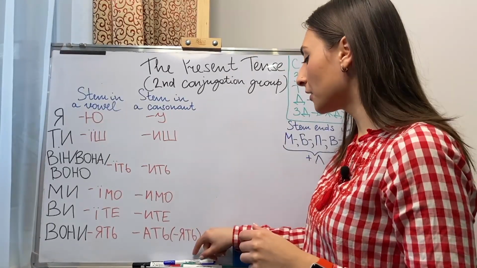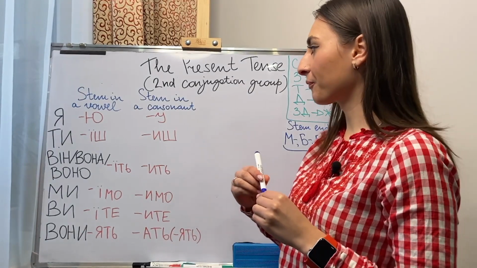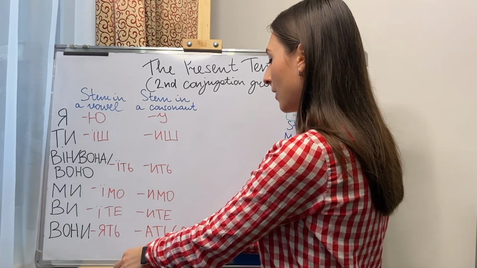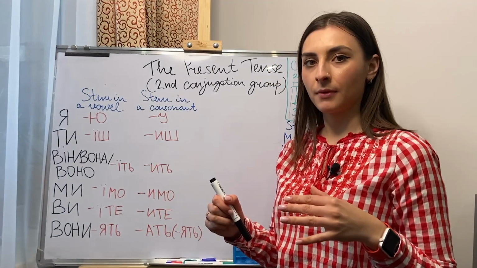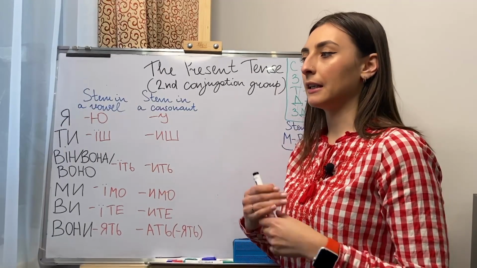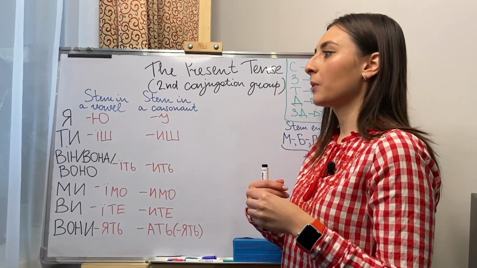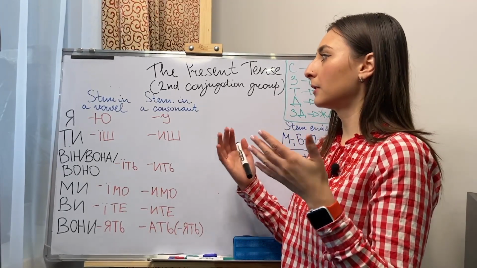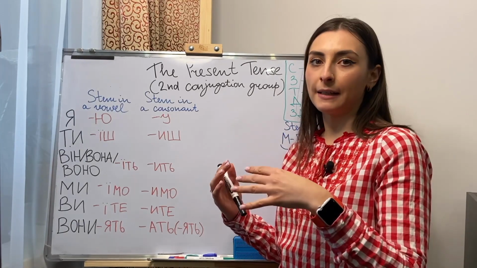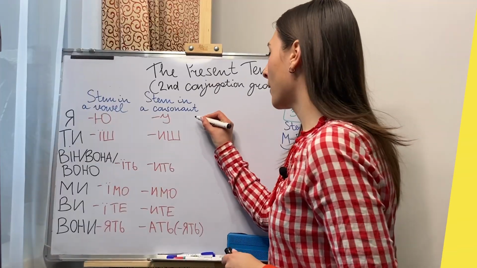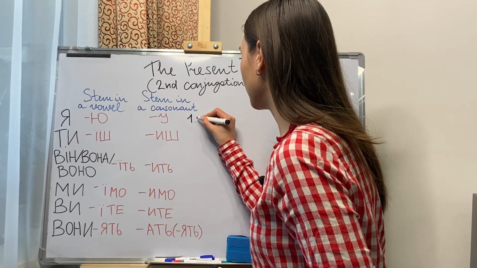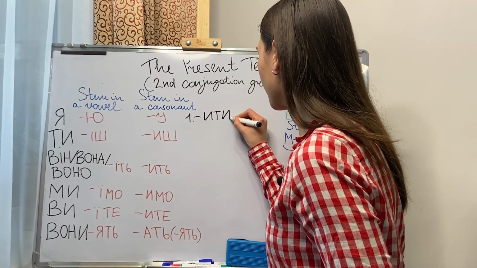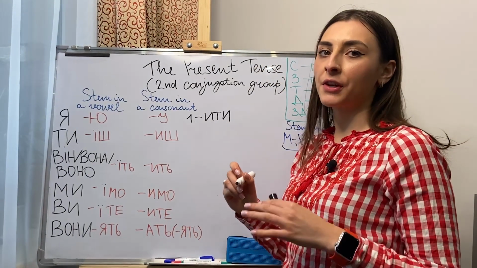So in the video lesson about the first conjugation group, I explained you different types of the verbs that have some specific endings, and with the help of these endings we can determine whether this is the first or the second conjugation group. Here is the same. So let me explain you. When a verb ends in ити, it means it belongs to the second conjugation group.